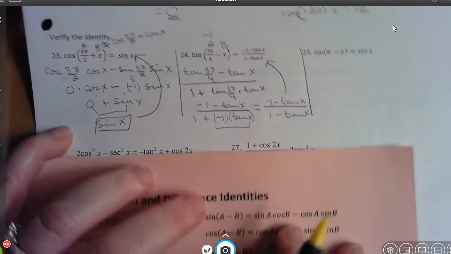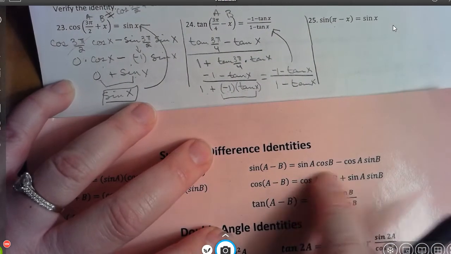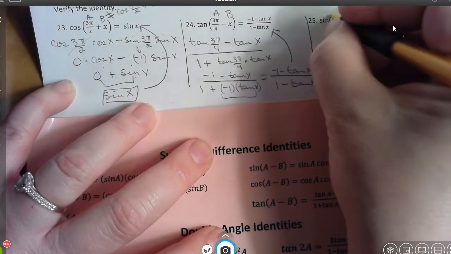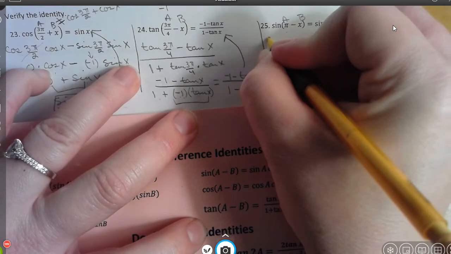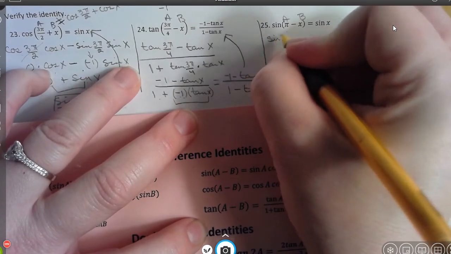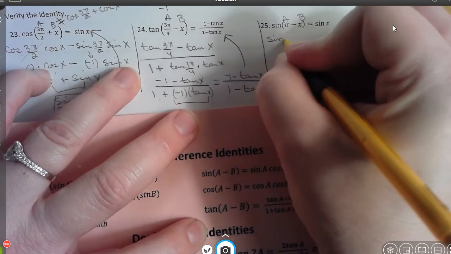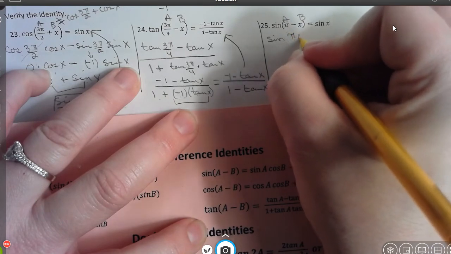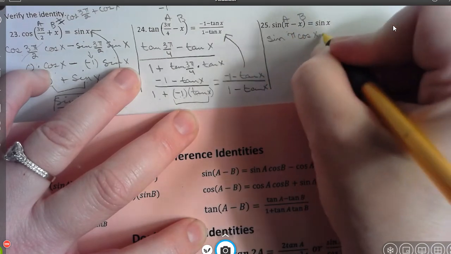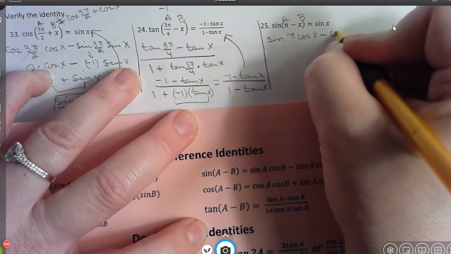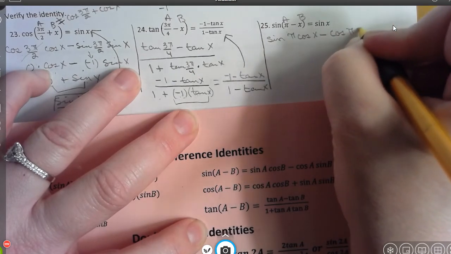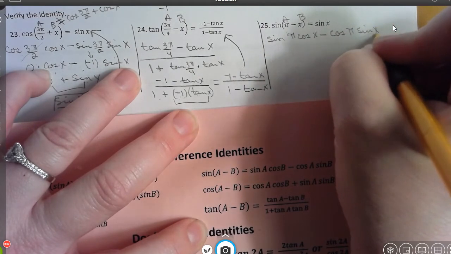For sine, here's your sine minus right here. So this is a, this is your b, and this is going to be, don't write sine of A and B anymore. Fill it in for what you have. Sine pi cosine x minus cosine pi sine x.